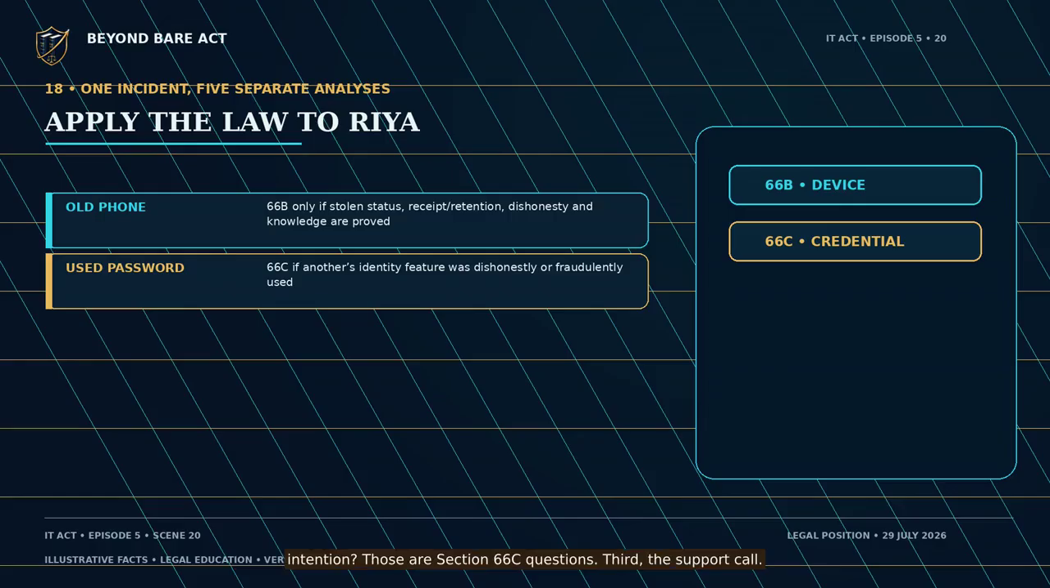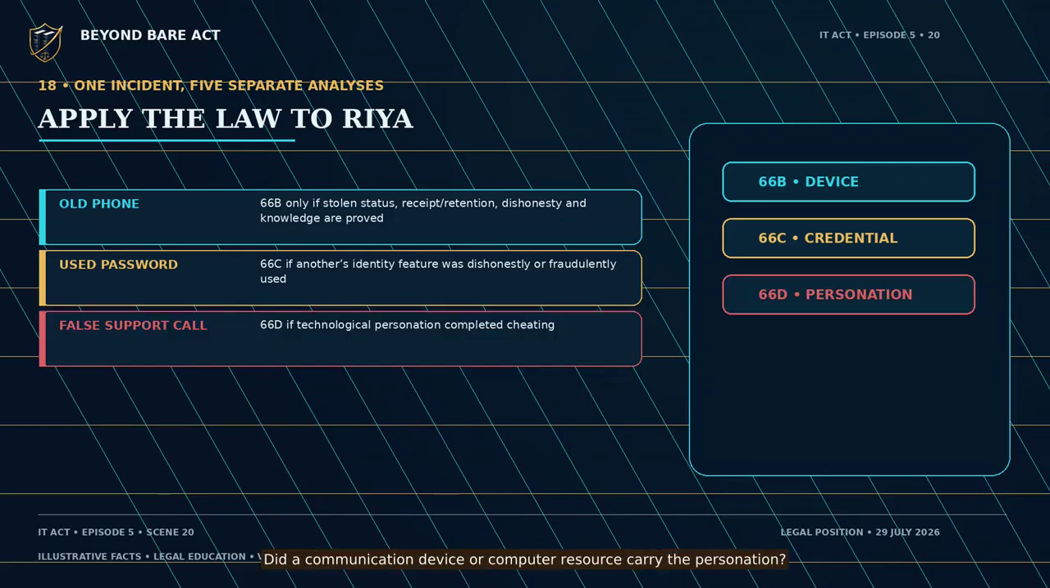Third, the support call. Who created the false identity? What deception occurred? What was Riya induced to do, and what harm resulted or was likely? Did a communication device or computer resource carry the personation? Those are Section 66D questions.